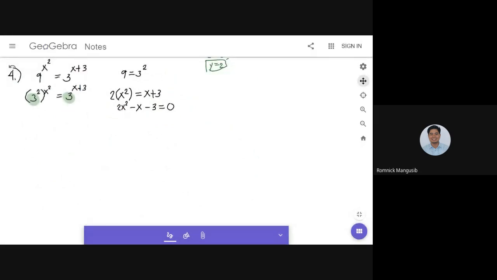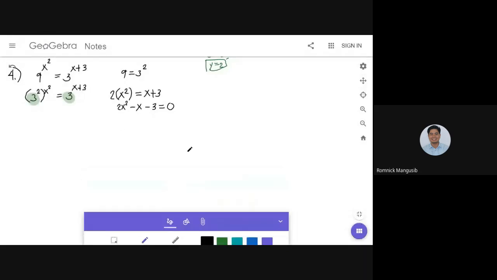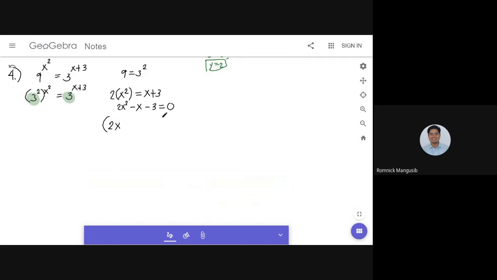We can factor this out. And so, the factors are 2x and x, equated to 0. Okay? Para magkaroon tayo ng negative 1 as the middle term, then kailangan mong mag-multiply ng, this must be negative 3, this must be 1. Negative 3 times 1 is negative 3. Negative 3 times x is negative 3x. 2x times 1 is 2x. So negative 3x plus 2x is negative x. So nakuha natin yung middle term.